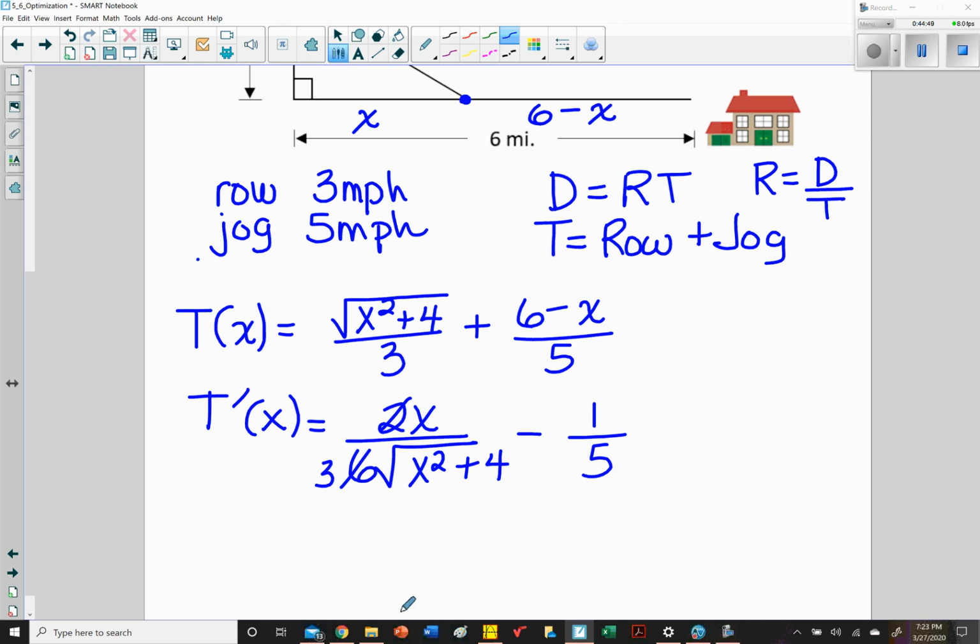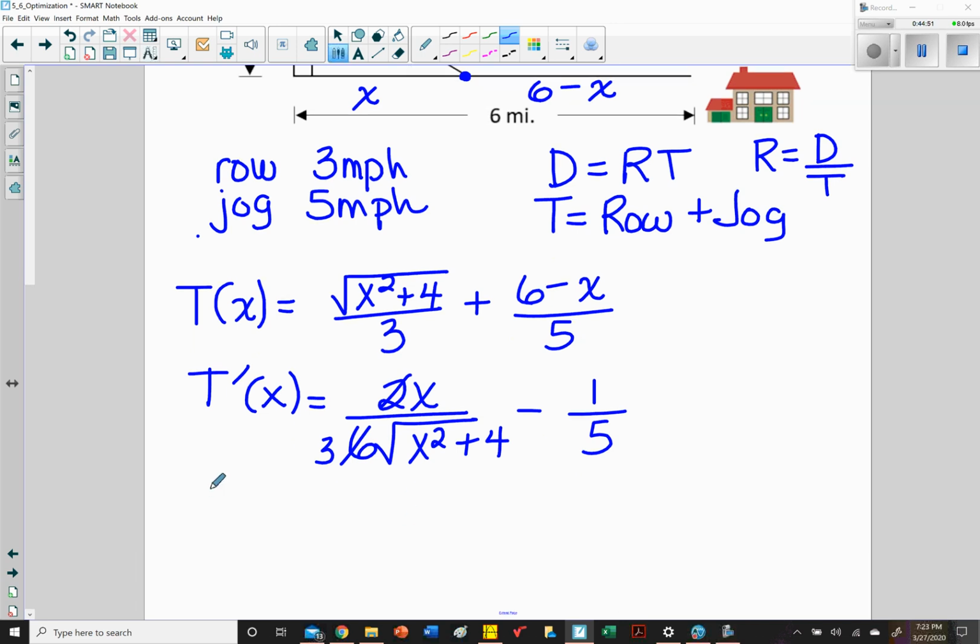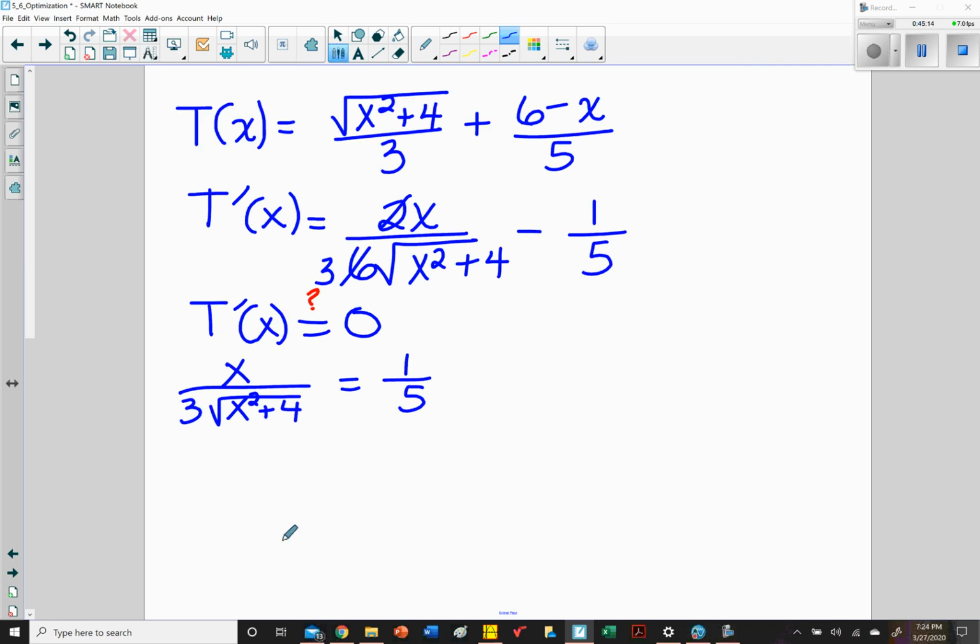And we want to know, when is that derivative 0? So the derivative is 0. When does that happen? Because that's our critical numbers. So we have X over 3 square roots of x squared plus 4 is equal to 1 over 5. And solving for x, we have 5x is 3. Well, we could leave the 3 there. Let's take it over here.